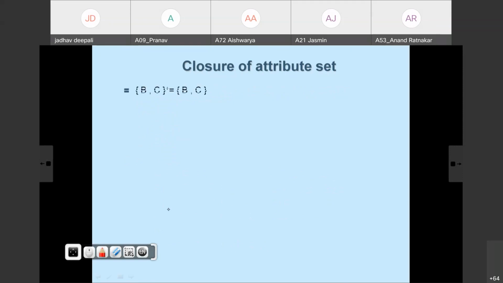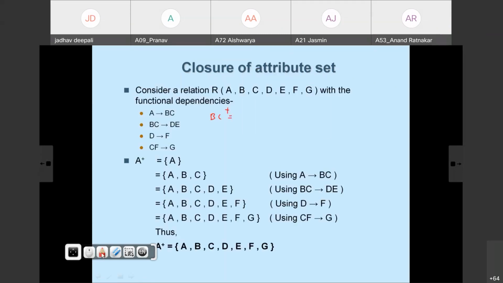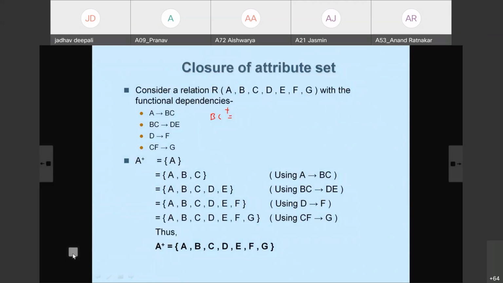Now the next one, BC closure. When we calculate BC closure, first we add B and C to the result and start with the first functional dependency. The first functional dependency is not useful here, because its left-hand side is not in the result. Now we move towards the next functional dependency.